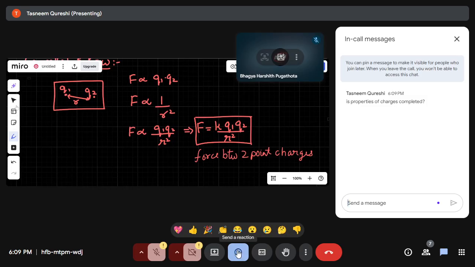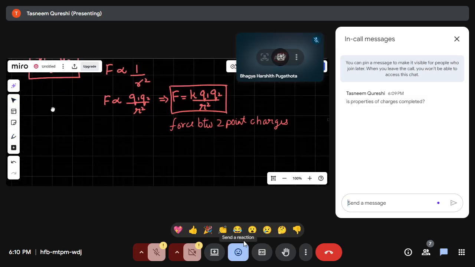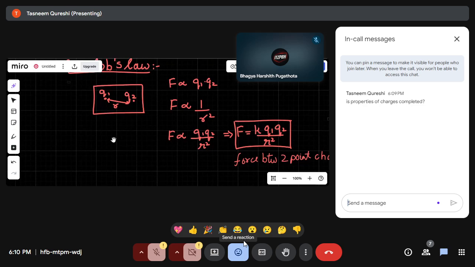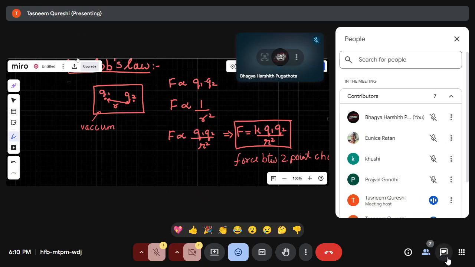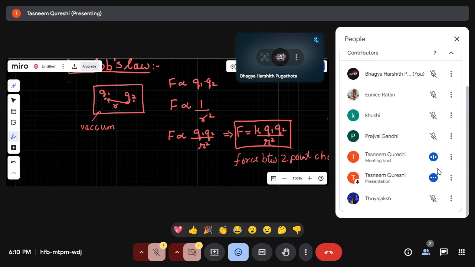Now talking about this K, this space is vacuum here. You do not have anything in this region. This is vacuum. Vacuum means absence of anything. We also term it as free space. You do not have any charge or anything in it.